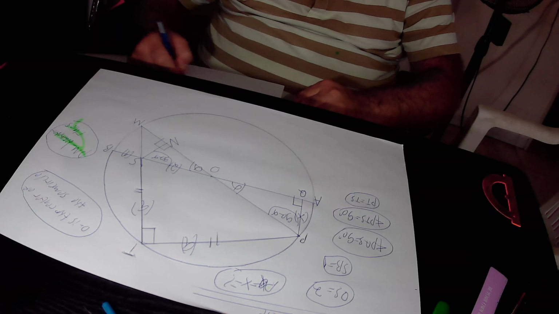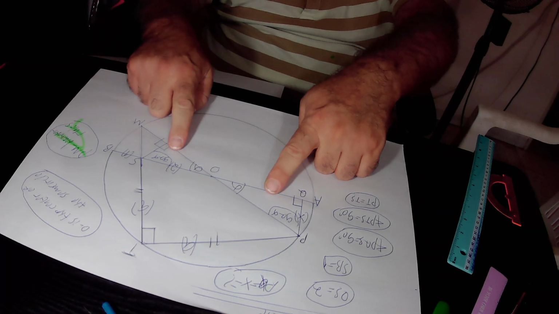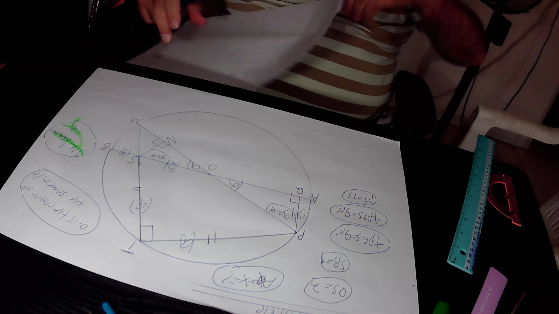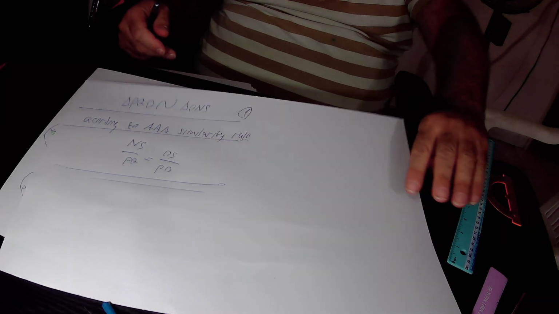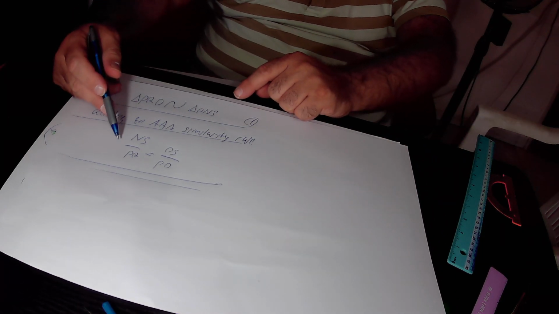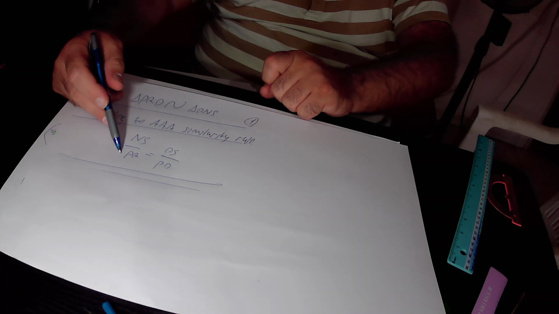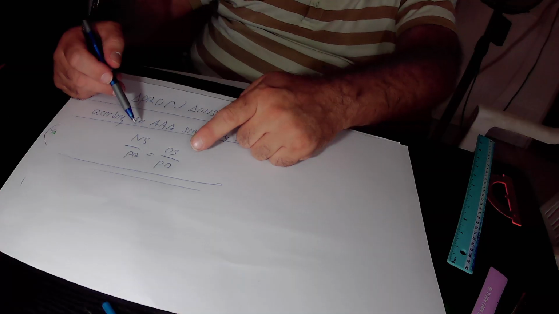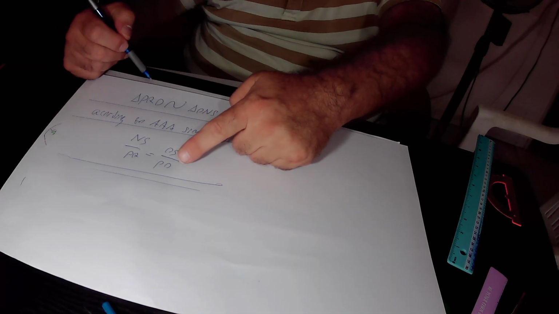And again, from the fact that those two right triangles are similar to each other, we will derive that the following relationship exists between their sides. We will derive that side NS of the small right triangle ONS over side PQ of the big right triangle PQO is equal to side OS of the small right triangle ONS over side PO of the big right triangle PQO.